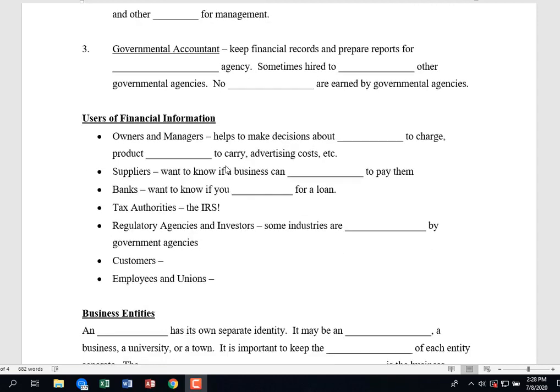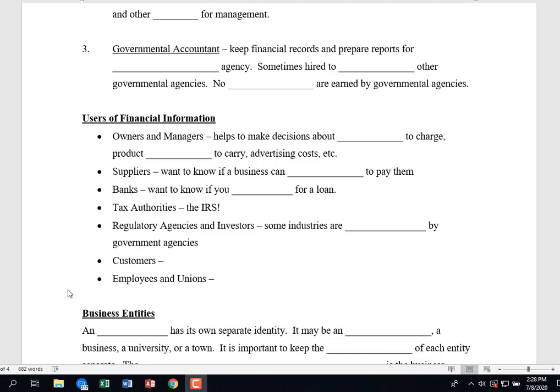All right, then in the next section, they talk about users of financial information. Just pretty much everybody can use financial information from one time or another, but it mentions that owners and managers of companies, it helps them to make decisions about what prices to charge on their products, the product lines that they want to carry, advertising costs, and it just helps companies safeguard against fraud.